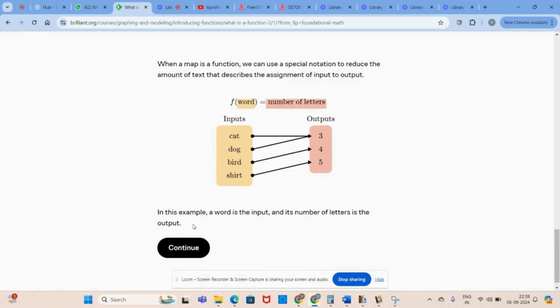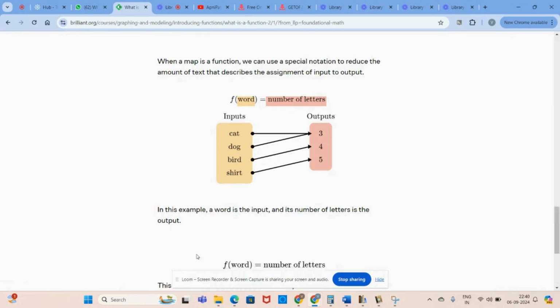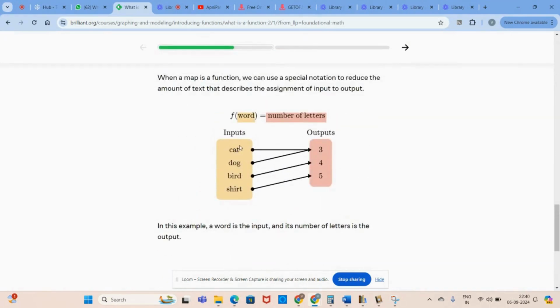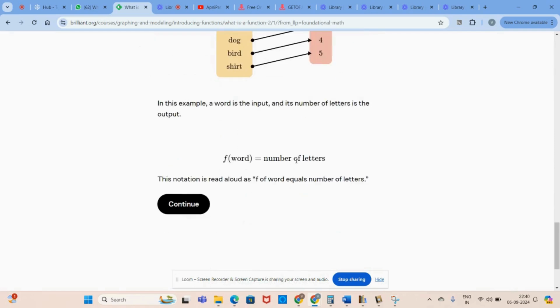Now, you clearly see in this particular function, we have words as our inputs and the number of letters in those words as our output. So this can be mathematically written as f of word is equal to number of letters. This is what we'll see here. So you can see that the function can be written in this form. Mathematically, this is how we write it. We write f of, and in the parenthesis comes the input, whatever our input is. As in the last example, the inputs were words, and the outputs were the number of letters in each of these words.